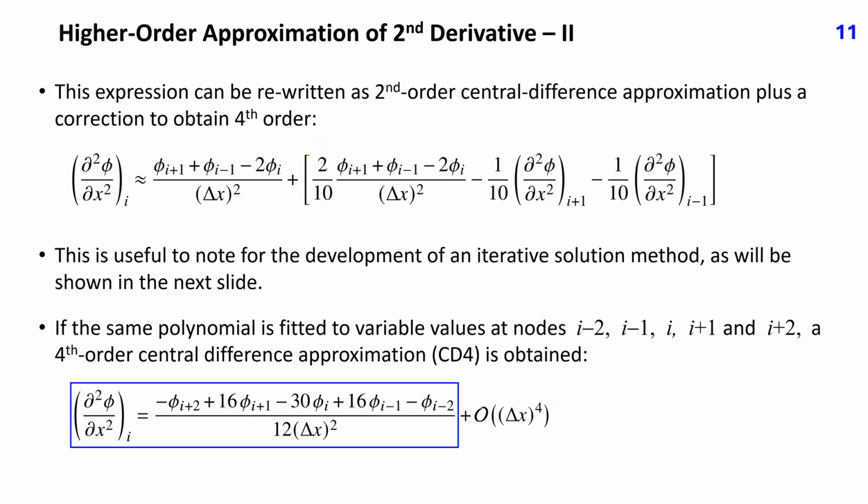If the same polynomial is used in the classical polynomial fitting approach to force it to variable values at 5 nodes from I minus 2 to I plus 2, we obtain on a uniform Cartesian grid the following fourth order central difference approximation of the second derivative. The same approach can be used on non-uniform grids as well. The coefficients in this expression are then no longer integer numbers, but functions of the four grid spacings involved.